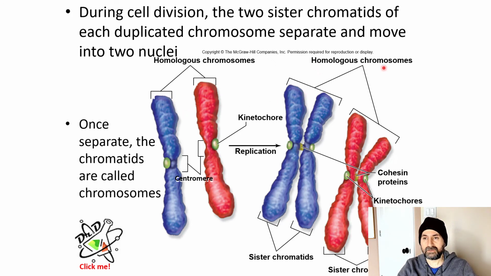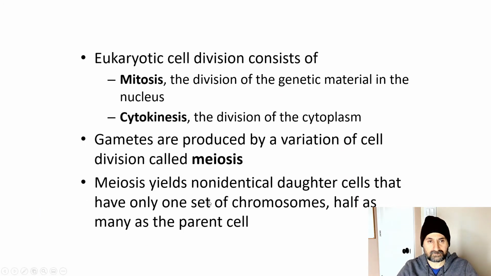However, sister chromatids, you should know that these are identical copies. Sister chromatids are identical copies of a chromosome, like these two red ones here. It's like if you took this red one and copied it, you'd have two red ones. They're identical in every way. Okay, so please know the difference between homologous chromosomes and sister chromatids. And again, this video right here sums it up nicely for you.